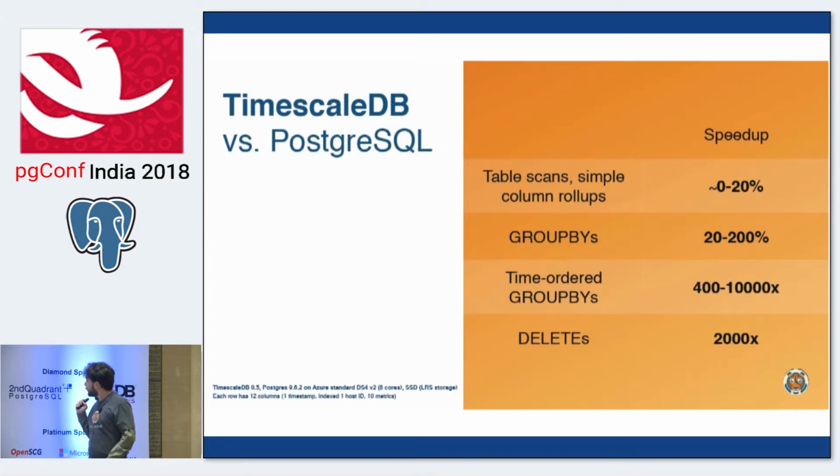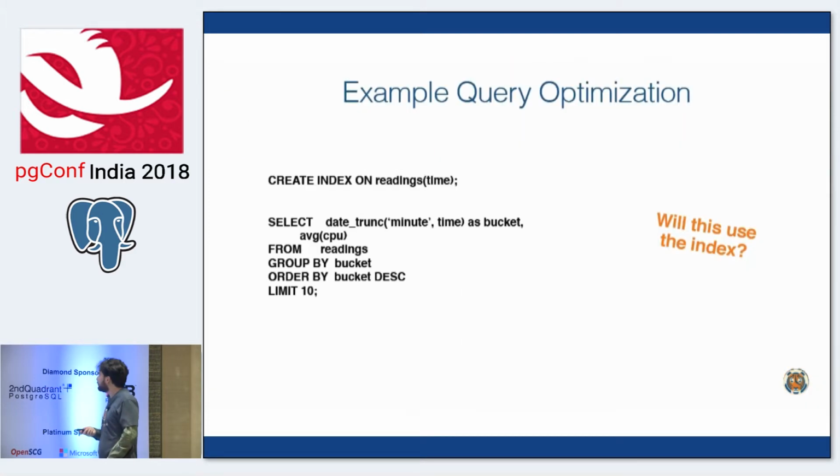In terms of queries, oftentimes we get similar performance to Postgres, but on very common queries for time series data, we get a lot better performance, up to 10,000x in time-ordered group by queries. And as I mentioned before, because we drop chunks instead of deleting, our deleting of old data is also a lot faster. But you might ask, why is it that you're able to get this kind of performance improvement?